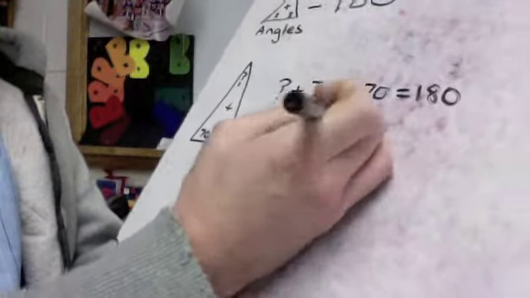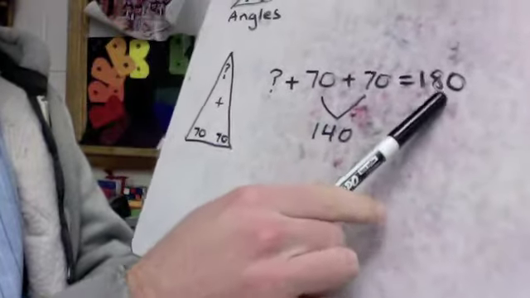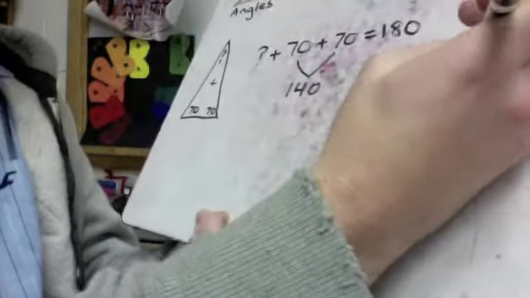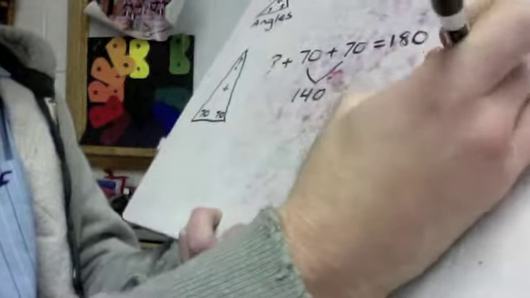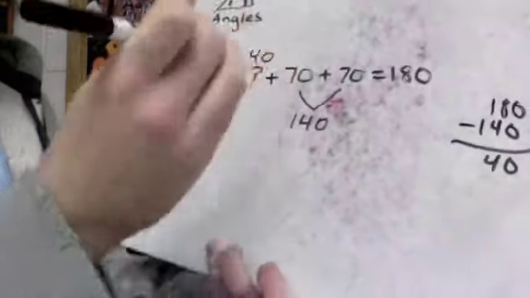I could add these together first and get 140, and then I could see what the difference between 180 and 140 is. If I did 180 minus 140, I would get 40. Okay, so my angle inserted here is going to be 40.